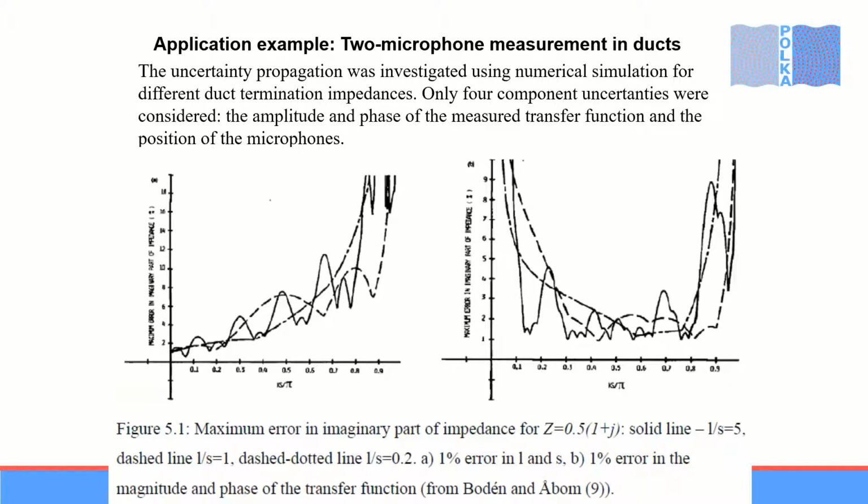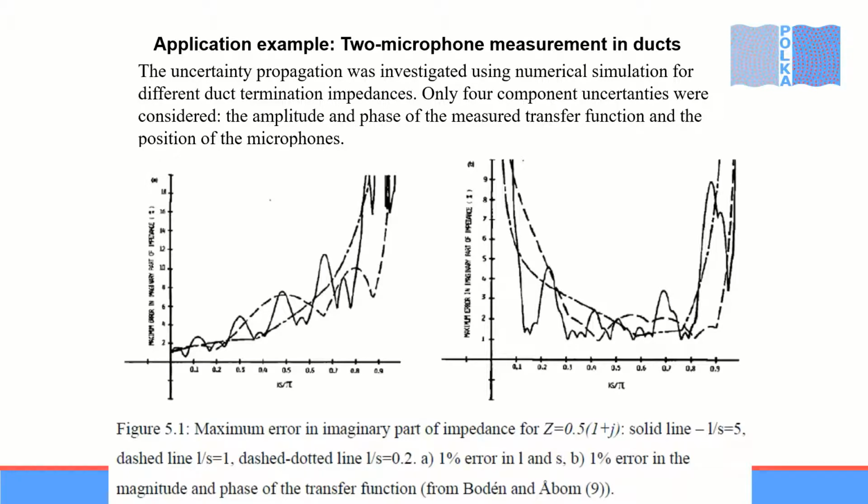So maybe you remember from the talk yesterday that Mats and I started out by doing an analysis of the errors in the tube microphone method. We did investigate this using numerical simulation. It wasn't really a full Monte Carlo simulation, but we tried to vary the different input data and see how the output was affected.